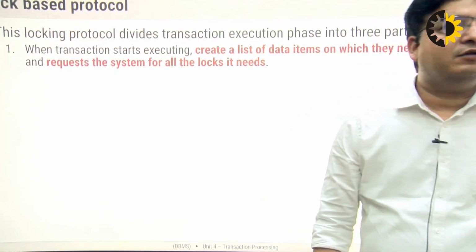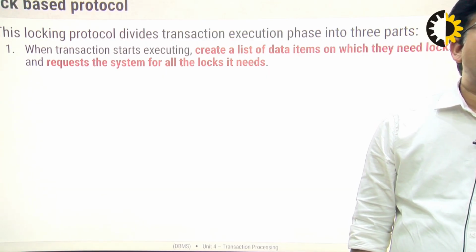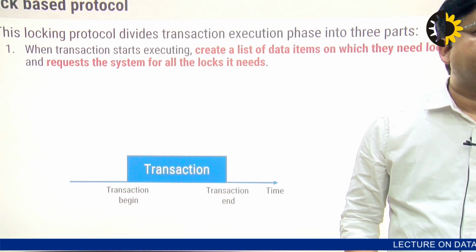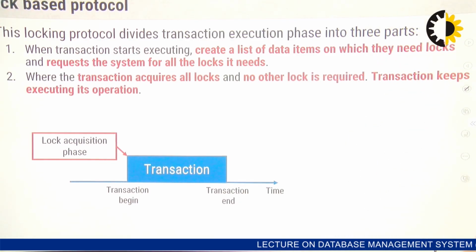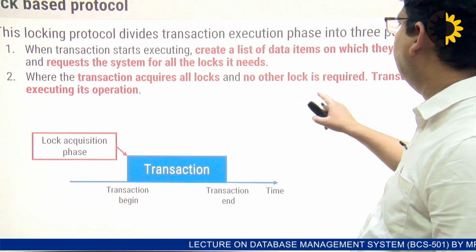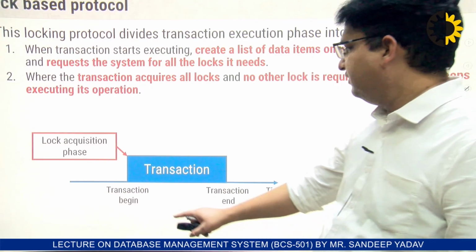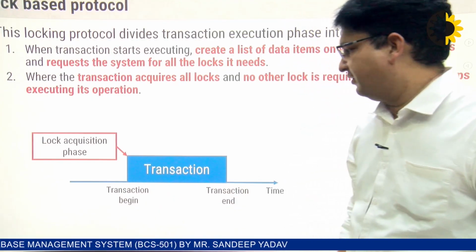This locking protocol divides the transaction into three parts. When the transaction starts executing, it creates a list of data items it needs and requests all the locks it needs. This is the phase where the transaction acquires all the locks, and no other lock is required; the transaction keeps executing. So the first phase is the lock acquisition phase, which starts as soon as the transaction starts working.